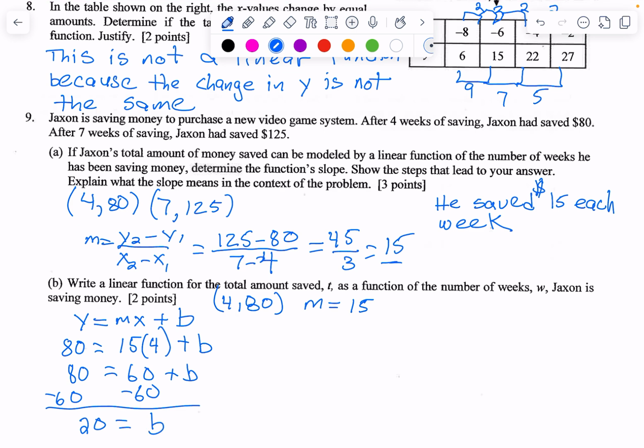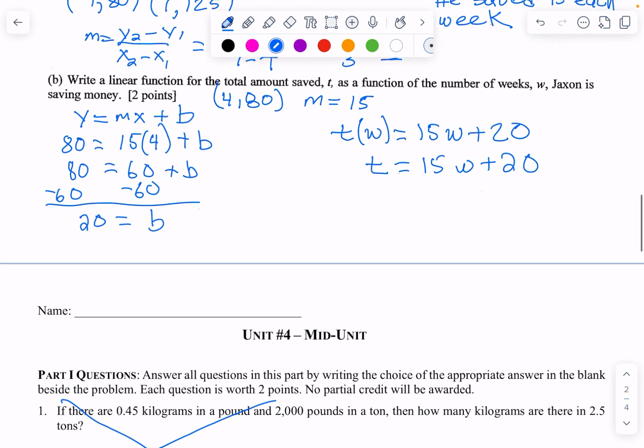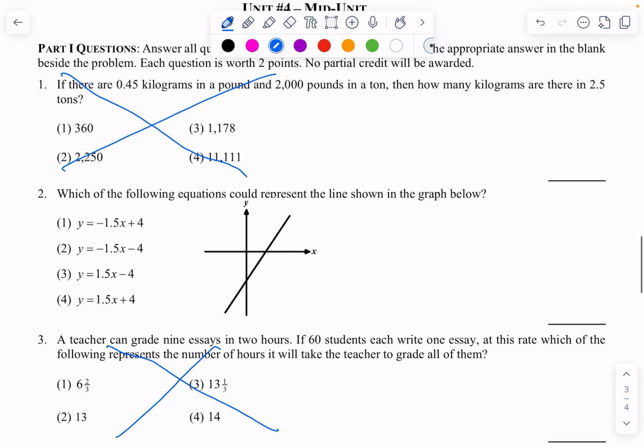So now we're going to write this linear function, say t. You could write t, or you can write t of w is equal to 15w plus 20. I would accept that, and I'd also accept t is equal to 15w plus 20. Okay, and then I gave you a second sheet. I crossed that one out.